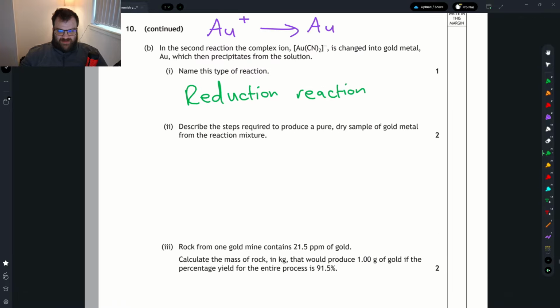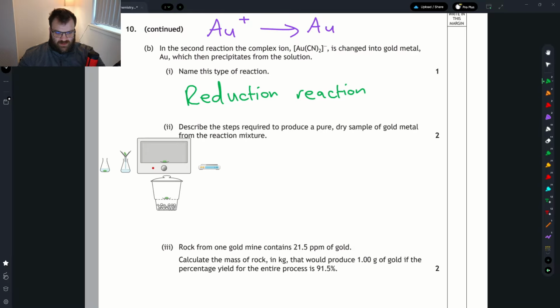We are doing a precipitation reaction, and we want a pure dry sample of the gold metal. So what is this trying to show? Well, we're starting off, we have our precipitate. We're going to remove that from the leftover solution. One of the things I've not shown there is we can rinse it. So filter and rinse. And the residue is the bit that's left behind, the bit that should hopefully be our gold.